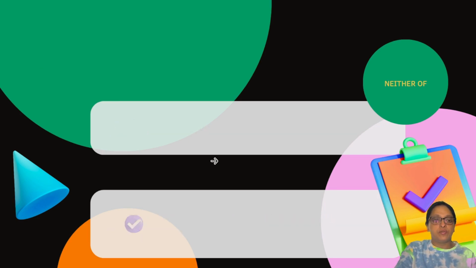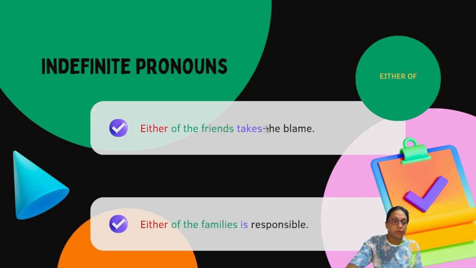Okay, let's move on. Let's take another example. Another indefinite pronoun is "either." Now, just understand why we can use "either" as an indefinite pronoun. We are going to talk about that, but first, let us understand what we mean by "either." When we are talking about "either," we want to say that we are talking about two persons here and we want to mean one of them.